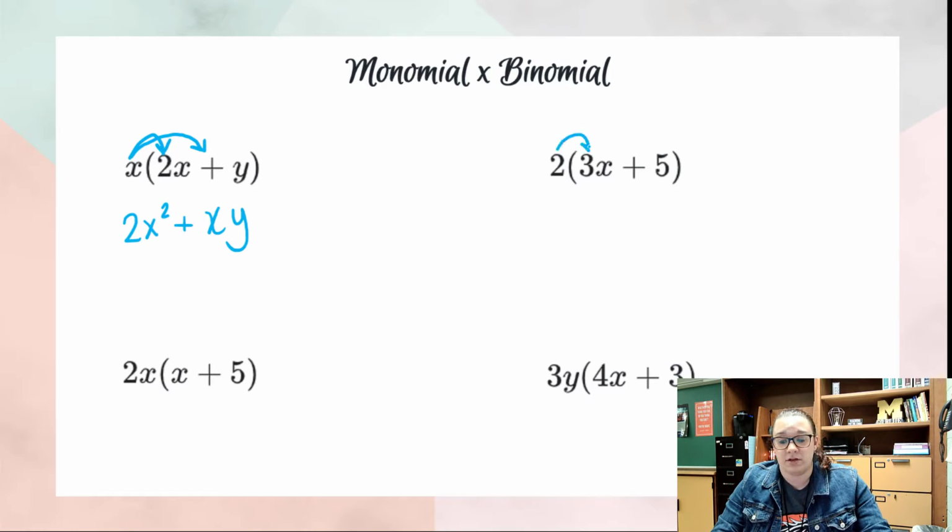My next one, we're going to distribute a 2 into each term. 2 times 3x is 6x, and 2 times 5 is 10. The last two, I'd like you to try on your own. Go ahead and freeze your screen here to do just that.